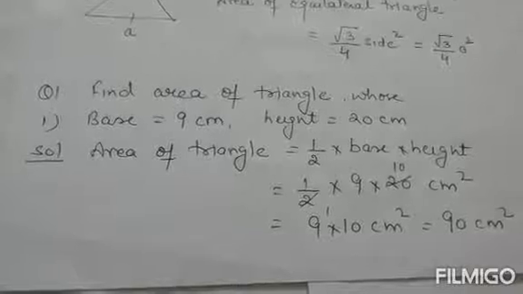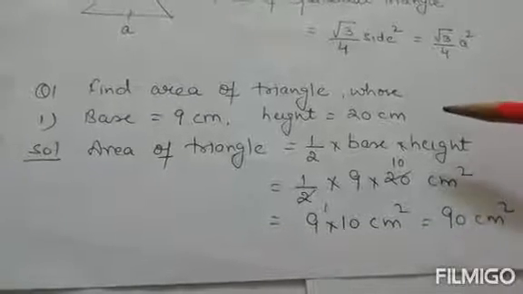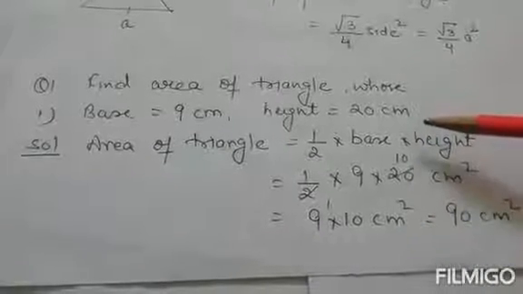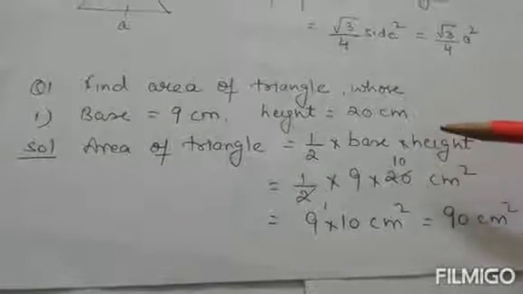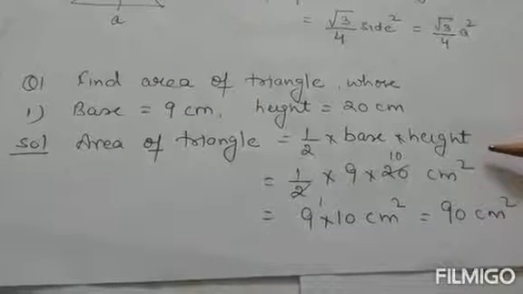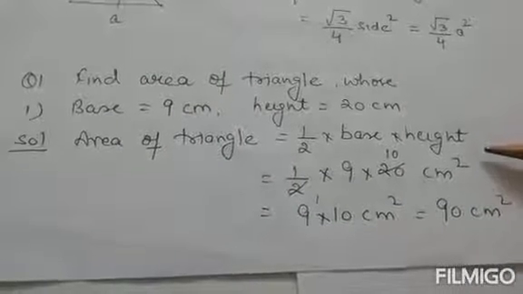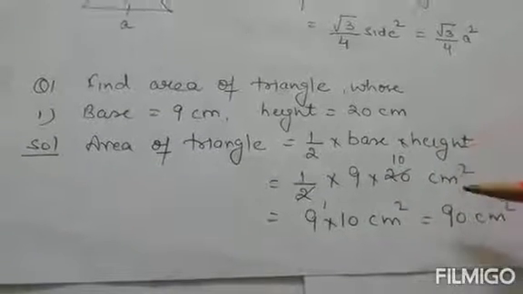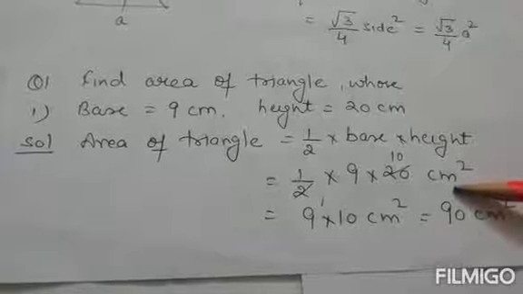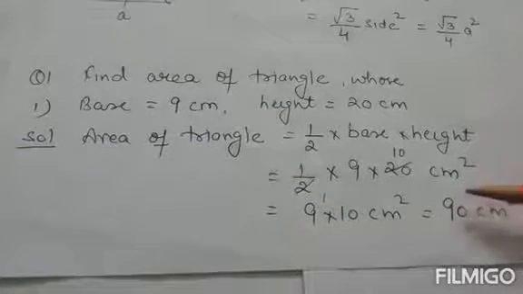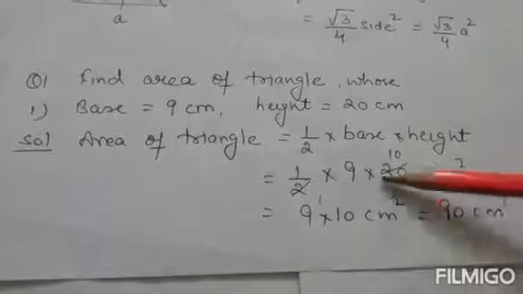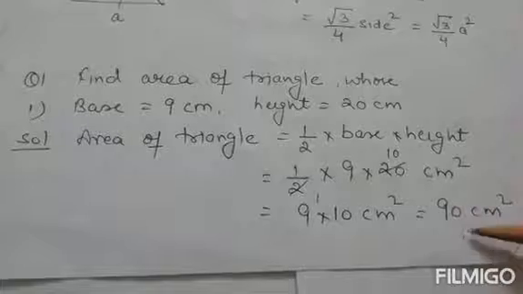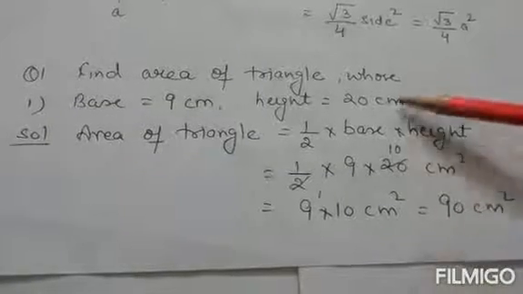Now let's discuss some questions. Find the area of a triangle whose base is 9 cm and height 20 cm. We know the area of a triangle equals half multiplied by base multiplied by height. Substitute the values of base and height here. That equals 1 upon 2 multiplied by 9 multiplied by 10 centimeter square. Simplify up and down. You will get 9 into 10 equals 90 centimeter square as the area of this triangle.